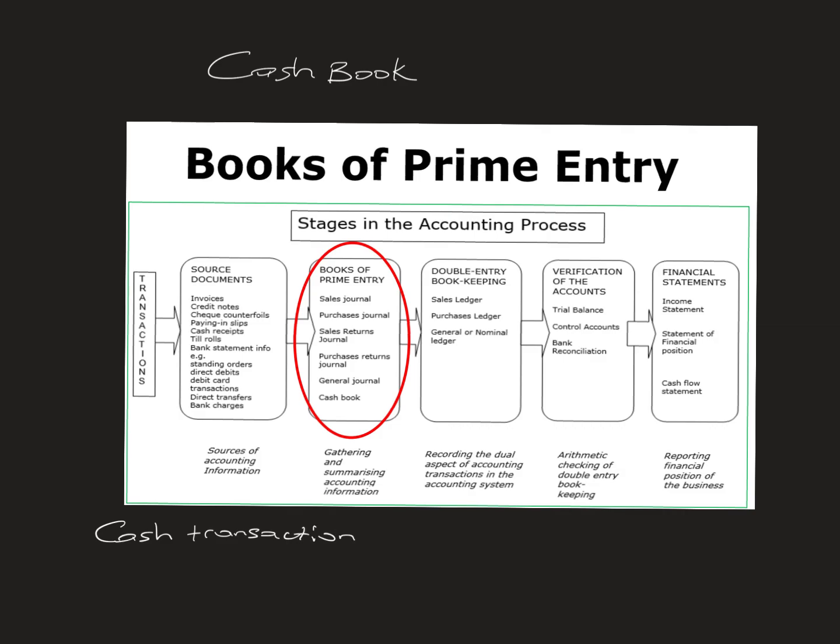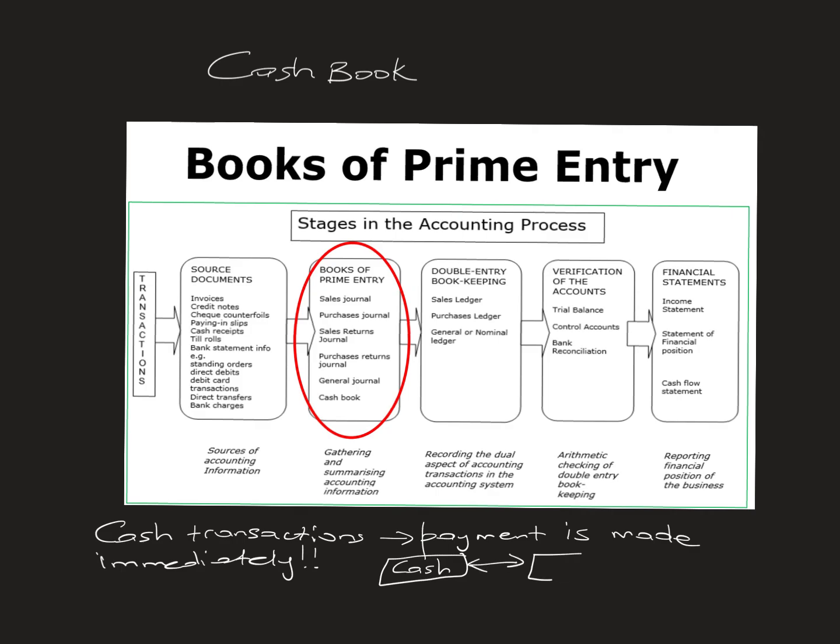What do we mean by cash transactions? Cash transactions are those transactions for which payment is made immediately. Now, these transactions where payment is made immediately can be made in two main ways. They can be made using cash, or they can be processed through the bank.